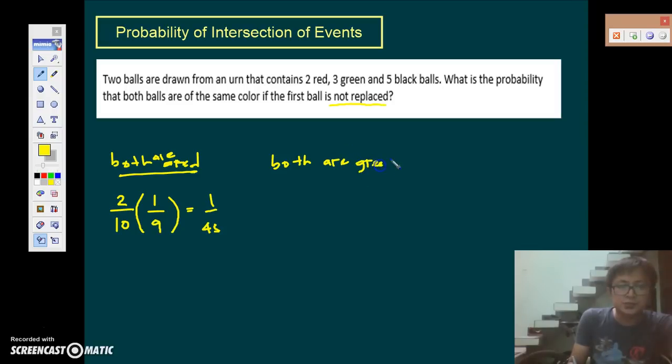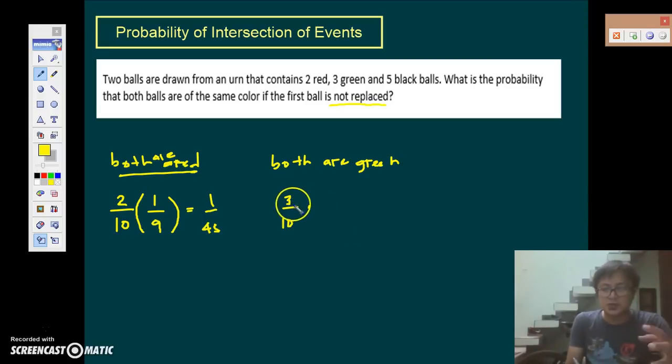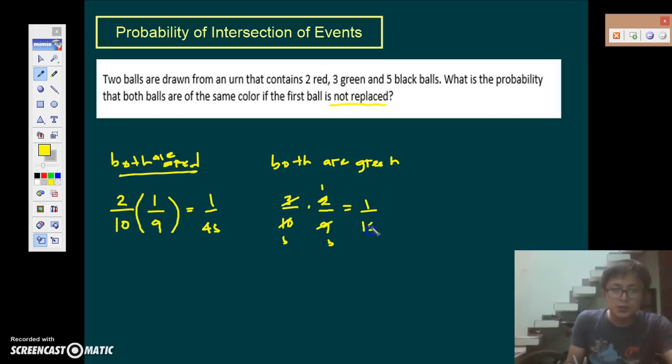What about the probability that both are green? First ball pick would be 3 over the total 10. Then, in the successive step, picking the second ball, which should also be green, it becomes 2 over 9. This is again easy to simplify. It will be 1 over 15.